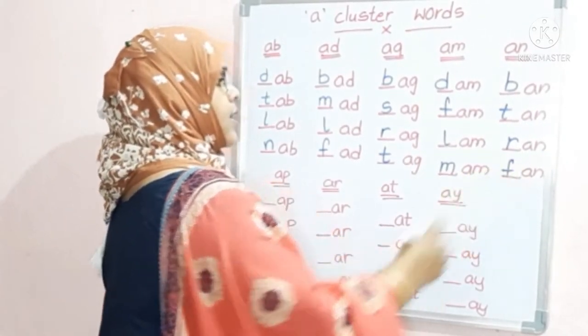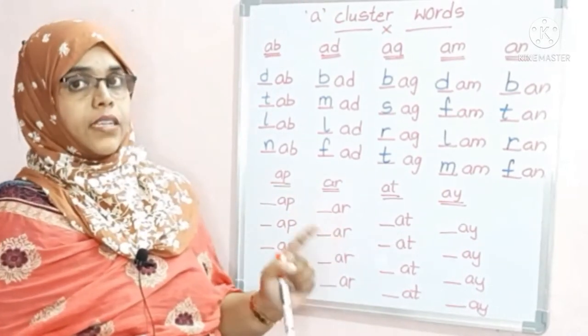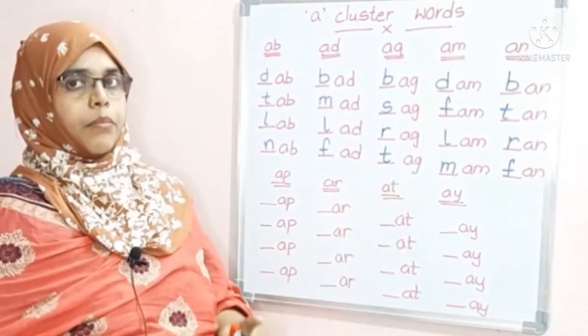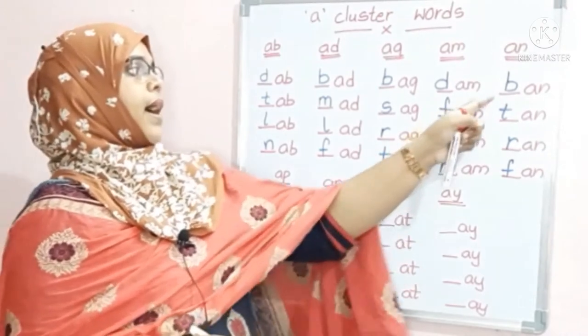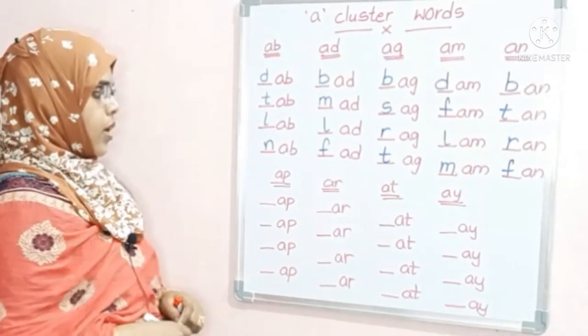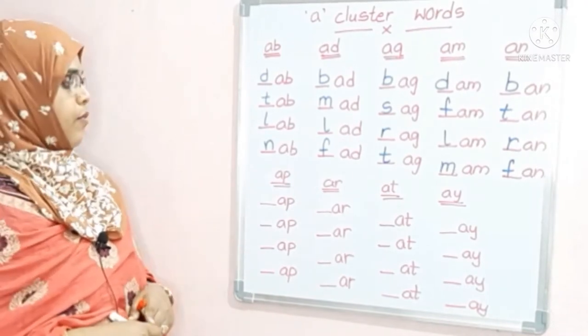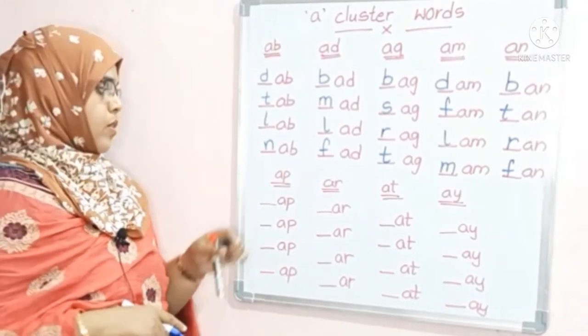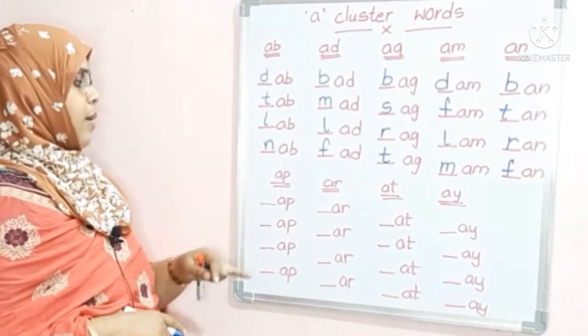This is letter F. Sound of F is F. F an becomes fan. Ban, tan, ran, fan. Okay. Now here you can see we have app cluster. So this is app cluster.